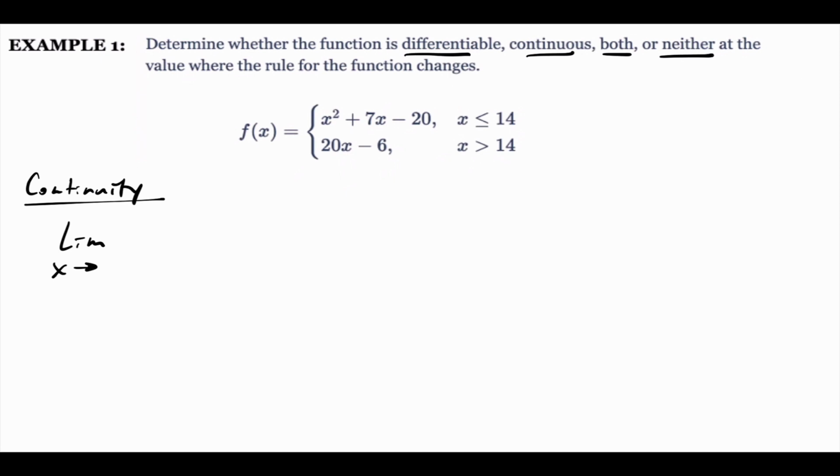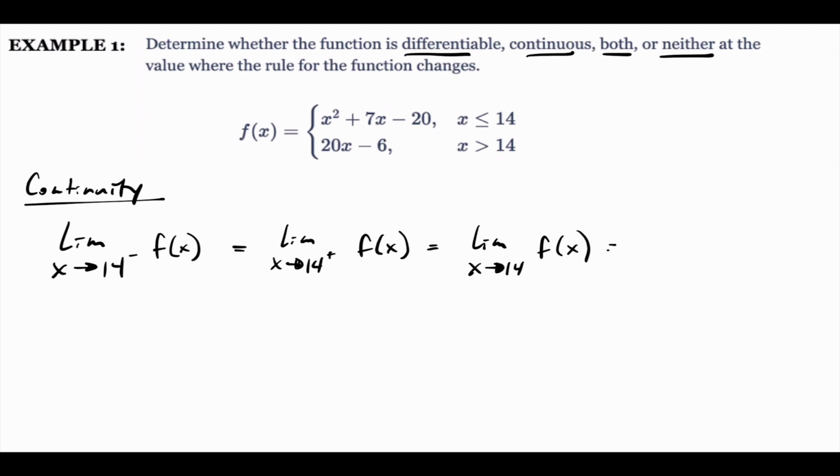I'm going to plug in. First thing I'm going to check is 14 to the left, and then I'm going to check 14 to the right. If those two are equal, that means the limit at 14 exists. And then I have to check the answer at 14, right? If those three are equal, it's continuous. This is exactly like we did last chapter.